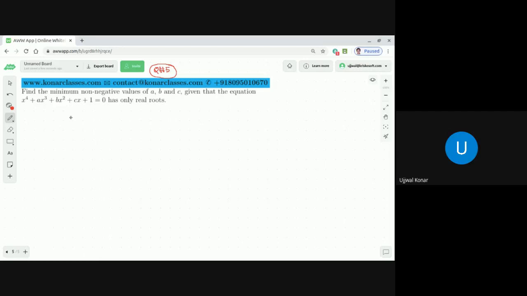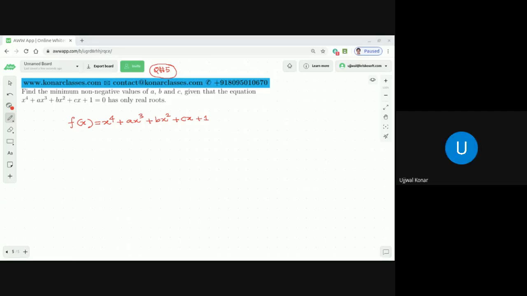So what is f(x) here? f(x) is equal to x^4 + a x^3 + b x^2 + c x + 1. That is f(x). Now, the condition given is very important. What is given in the condition? The condition given is that a, b, c are non-negative. Now, as a, b, c are non-negative, no root of this equation can be positive.